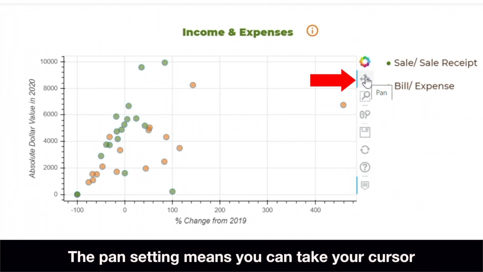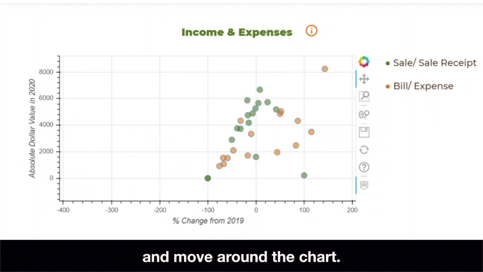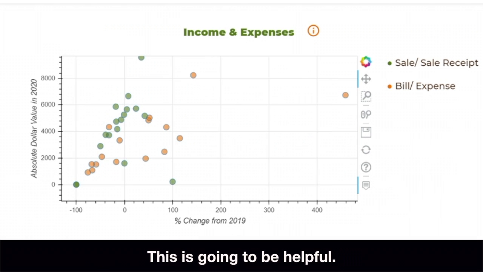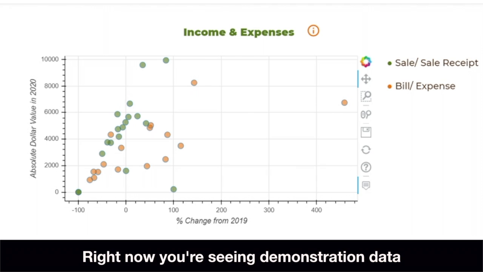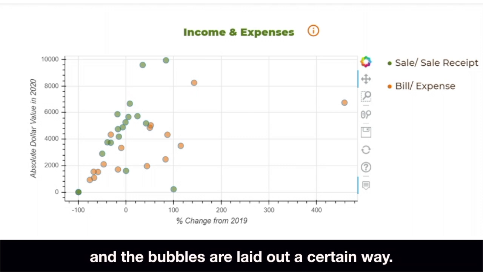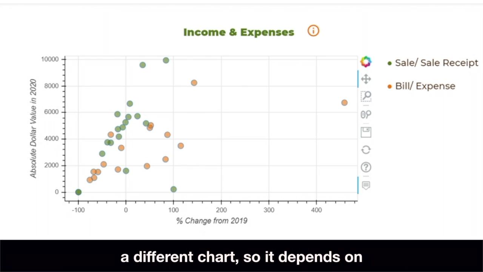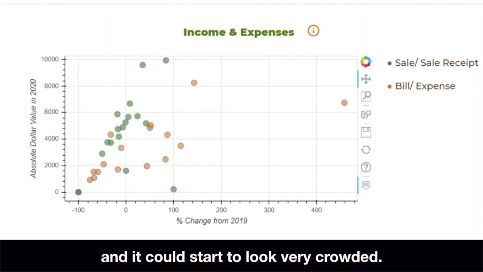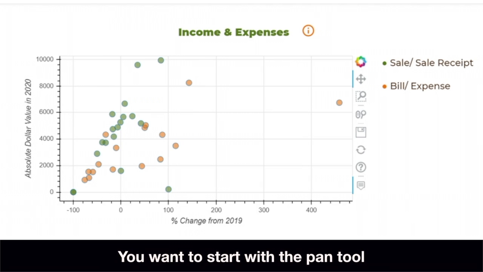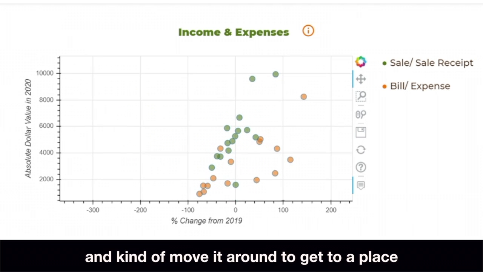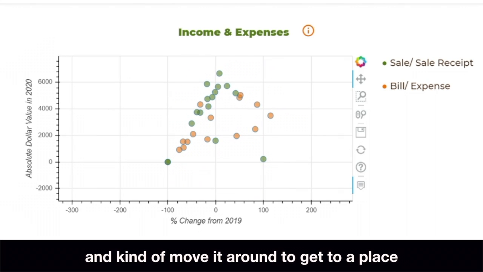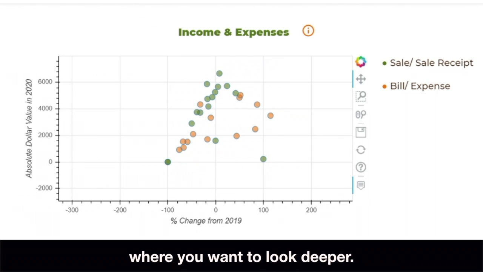The pan setting means you can take your cursor and move around the chart. This is going to be helpful. Right now you're seeing demonstration data and the bubbles are laid out a certain way. Everybody who uses myfinalytics is going to have a different chart, so it depends on how many transactions you have. You could have quite a lot on this chart and it can start to look very crowded. You want to start with the pan tool and move it around to get to a place where you want to look deeper.